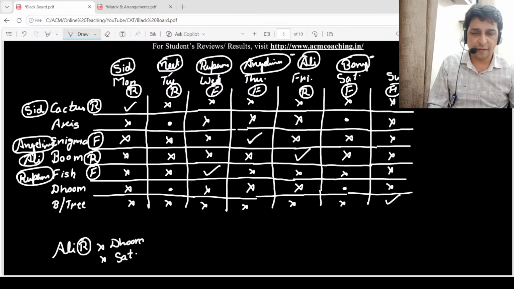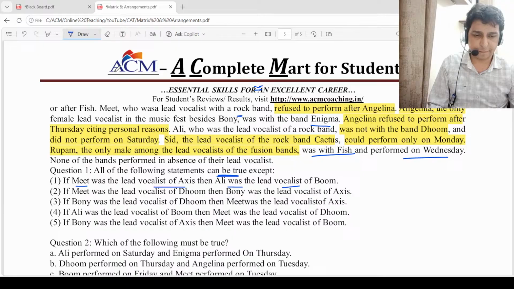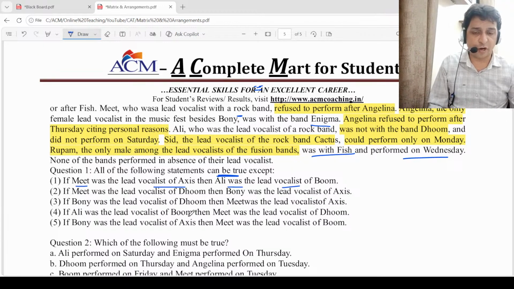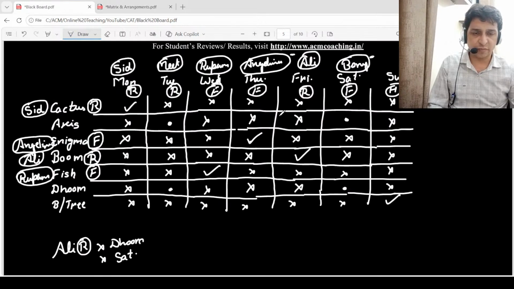That is also possible. Meet is with the Dhoom, then Boni is with the Access, and vice versa. Ali was the lead vocalist of Boom, that we know already, and Meet was the lead vocalist of Dhoom. That is possible. Meet will be for Dhoom. That is also possible.